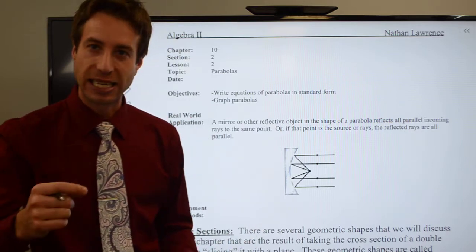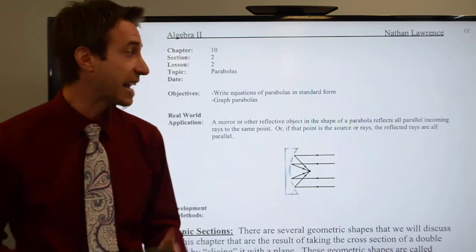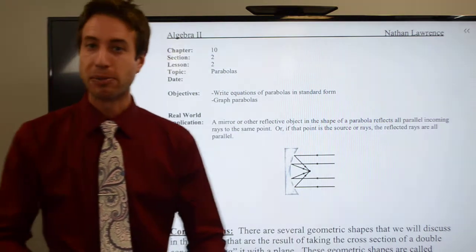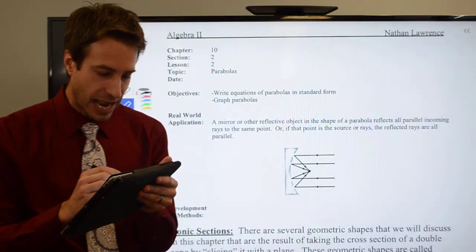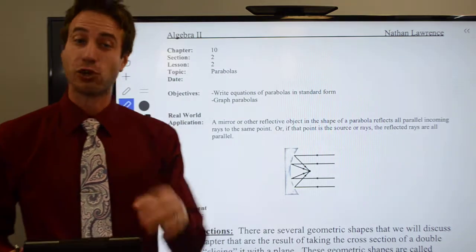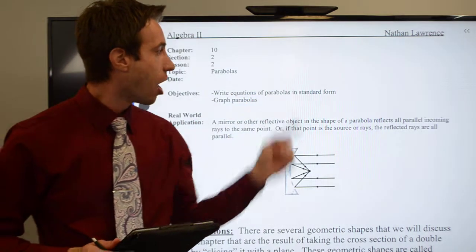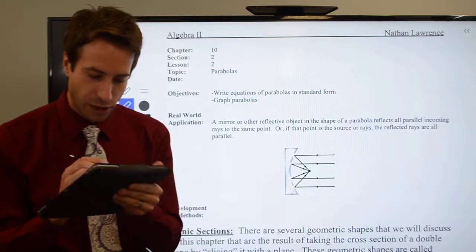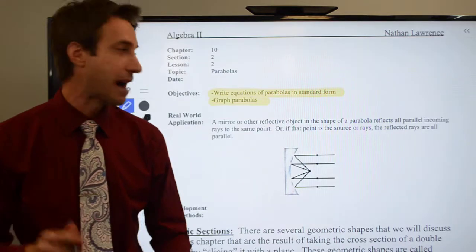Then we'll take a little bit of time to talk specifically about the type of conic section we're going to look at in this set of videos, which is parabolas. But before we jump into any of that, some objectives and learning targets to help you focus your learning as we go through these notes. You're going to need to be able to write the equations of parabolas in standard form. And of course, you're going to need to be able to graph parabolas.